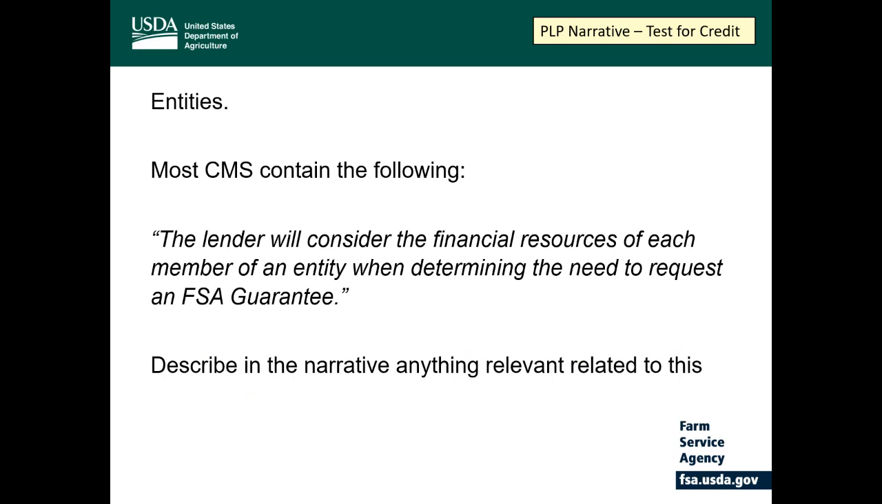Entities. Just one brief thing, and I think we work this in with every CMS we have coming through now. We have a phrase very similar to this: the lender will consider the financial resources of each member when determining the need for the guarantee. So if one of the members is a multimillionaire, give it a second thought. Do I really need a guarantee on this? If you do, you do. Just describe anything related or relevant to that in the narrative.